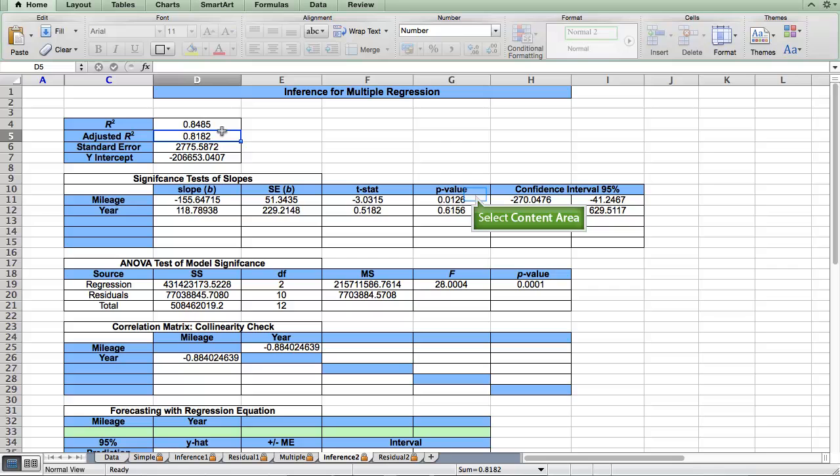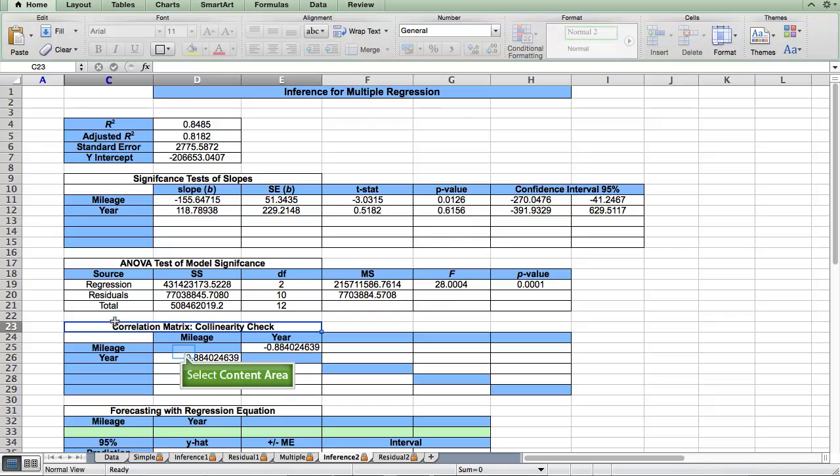Now, looking at our p-values, we can see that according to the high p-value of 61.6% for year, when mileage and year are together, year maybe is not contributing much explanatory power to our model to forecast price. And we could speculate as to why.